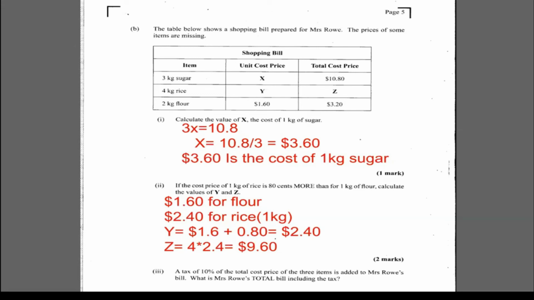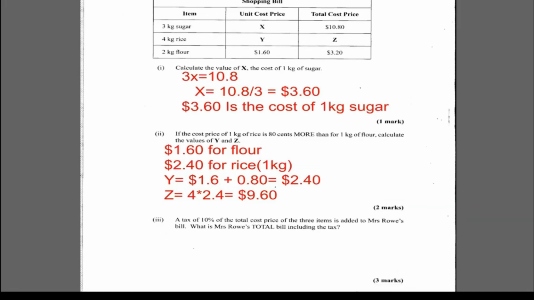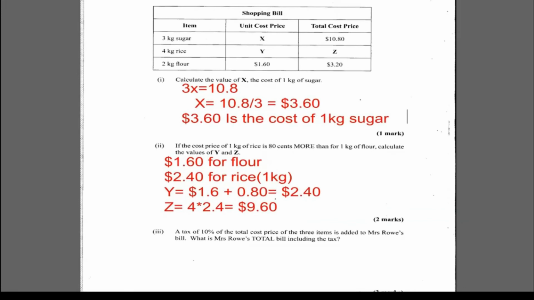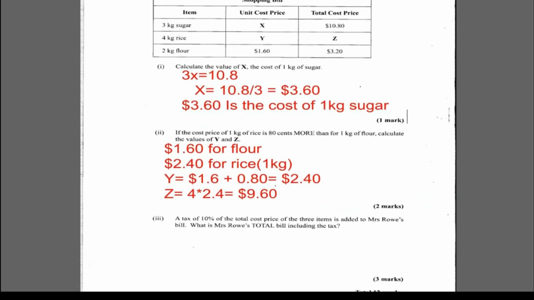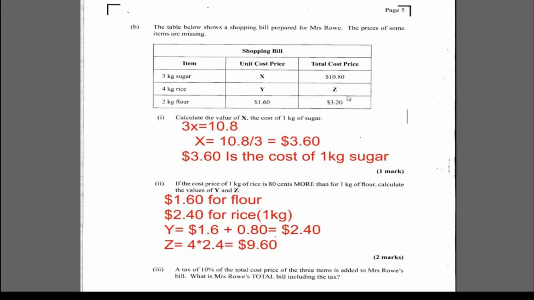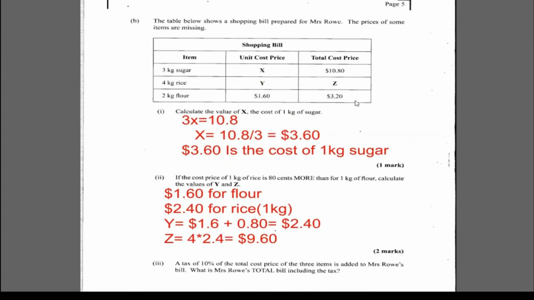Now it says a tax of 10% of the total cost price of all three items is added to Mrs. Rowe's bill. What is Mrs. Rowe's total bill including tax? All right, so everything get taxed. 10% of the total cost price. So the total cost price is going to be 10.8 plus Z plus 3.2.